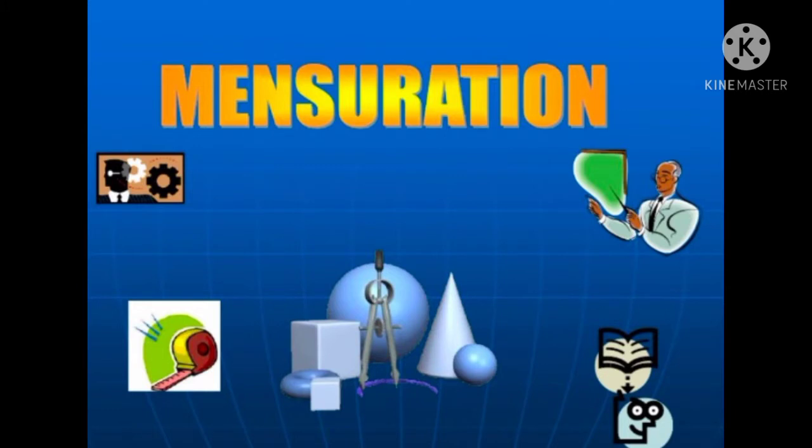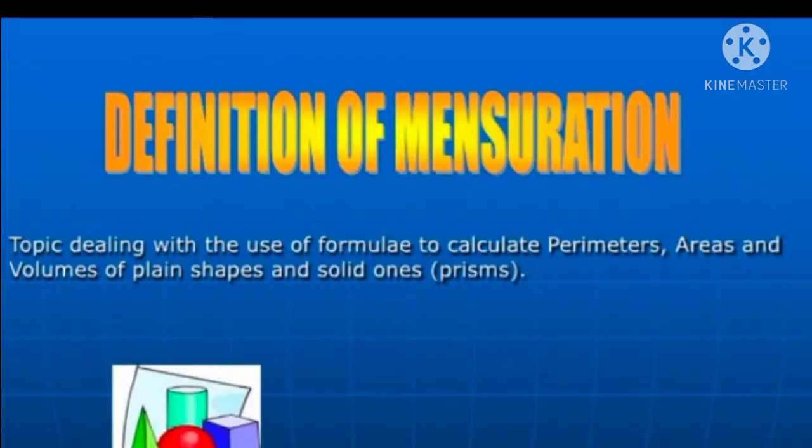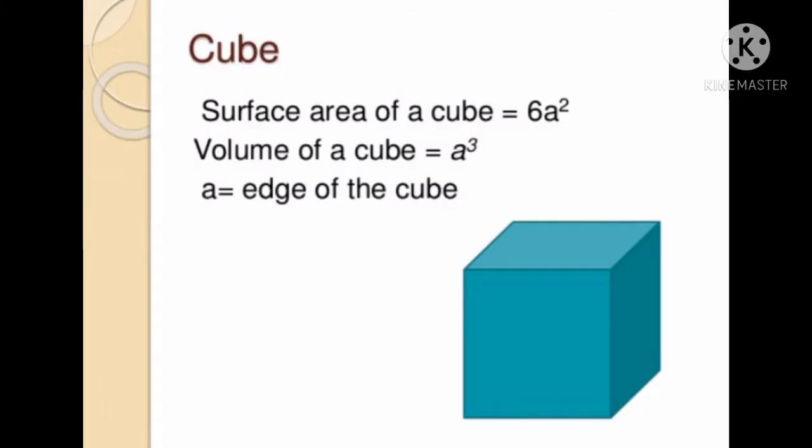Now, we will learn about the definition of mensuration. What is the definition of mensuration? Topic dealing with the use of formulae to calculate perimeters, areas, and volumes of plane shapes and solid ones is called mensuration. In this chapter, we are going to learn about the shapes cube and cuboid.